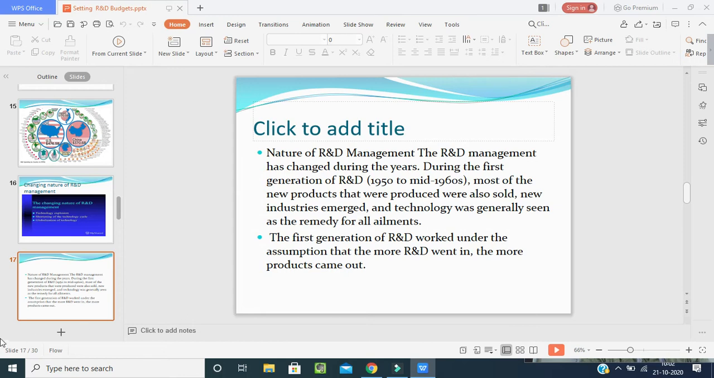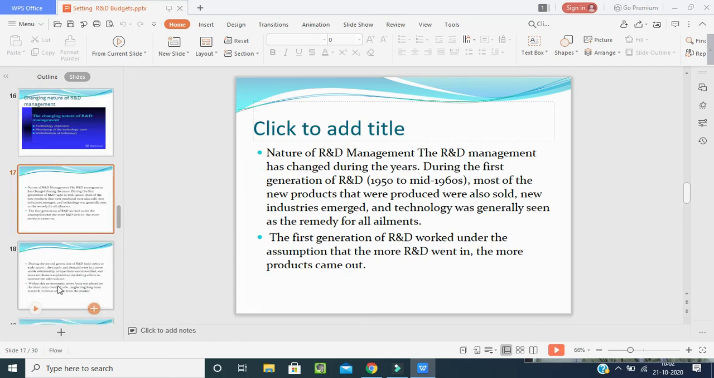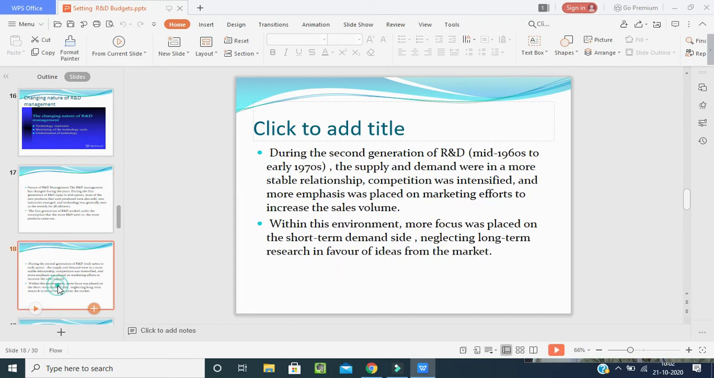That's the reason we are saying here that the first generation comes out of more assumptions. When you are taking the R&D, the assumption was more. Next, during the second generation of R&D, from the mid 1960s to the early 1970s, supply and demand were in a more stable relationship. Competition was intensified, and more emphasis was placed on marketing efforts to increase the sales volume.